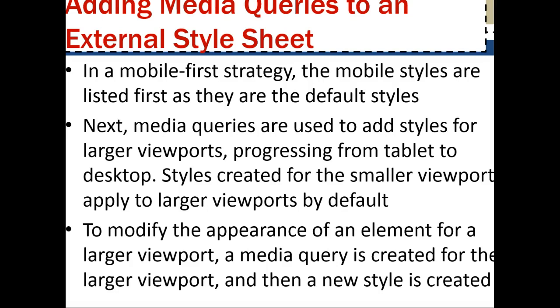So in order to change the appearance for a tablet viewport, we can create a new style for the navigation list items, and actually we use the display property with value inline to display the links in a single line. So this rule can apply only to viewports with a minimum screen width of 481 pixels.